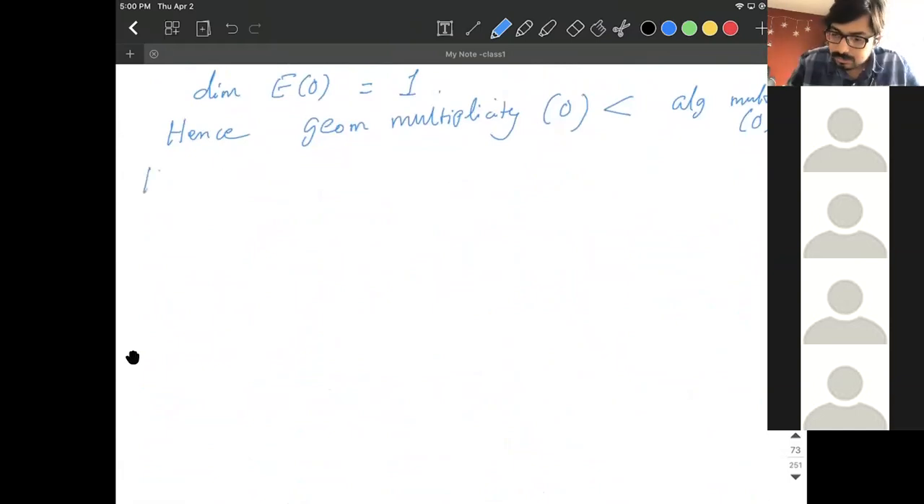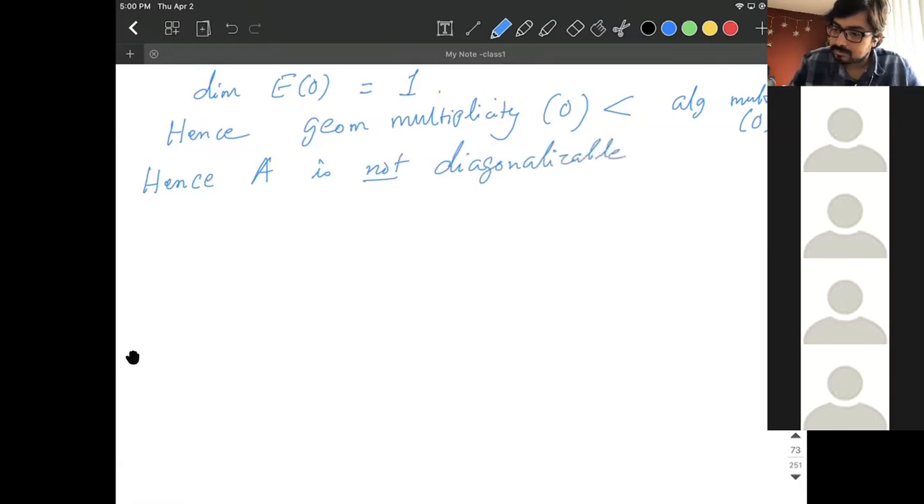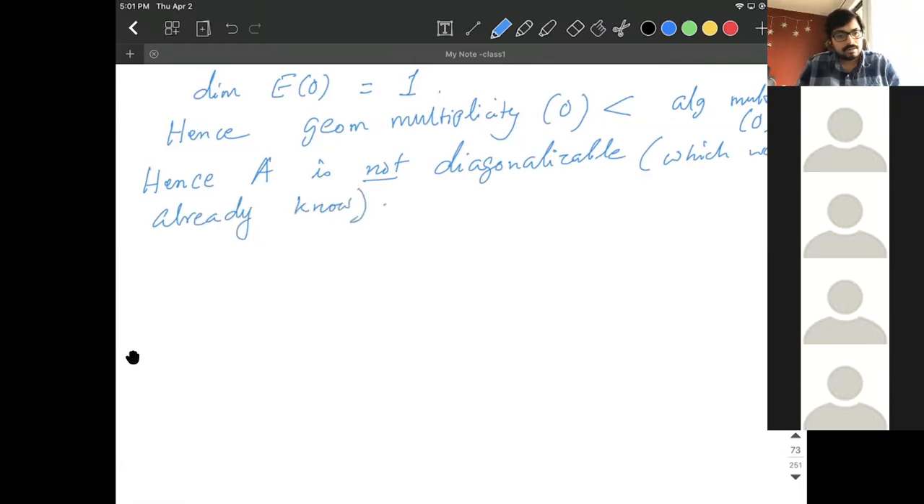Okay, so hence A is not diagonalizable, okay, which we already know, let's say. Okay.